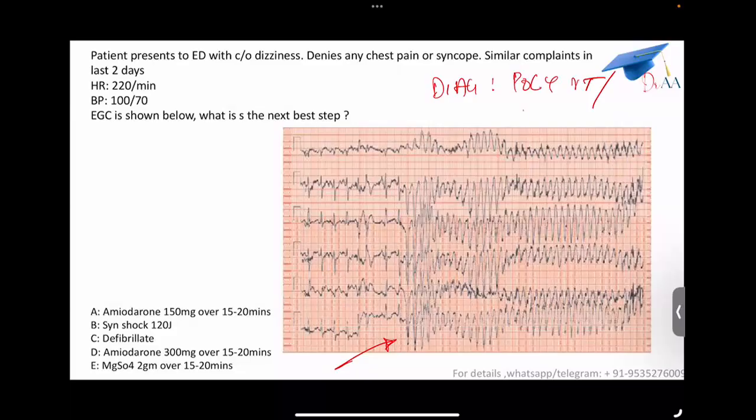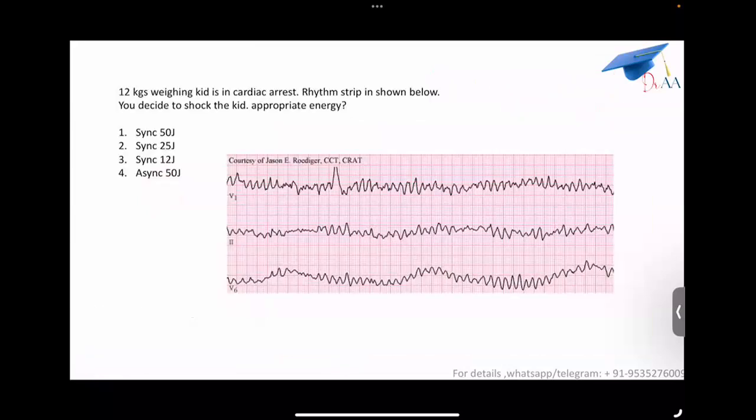Polymorphic VT is also known as torsades de pointes. Does this patient have life-threatening features or not? There are no life-threatening features. So what is the management for polymorphic VT? Magnesium. Magnesium sulfate 2 grams, usually given over 15 to 20 minutes, will be the treatment here.